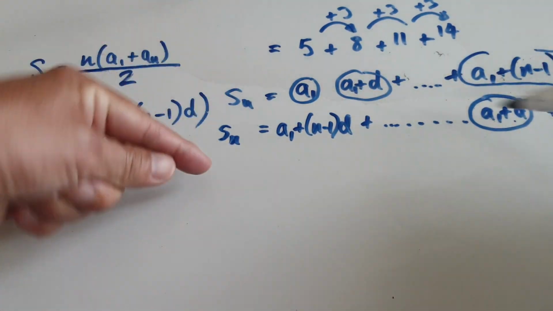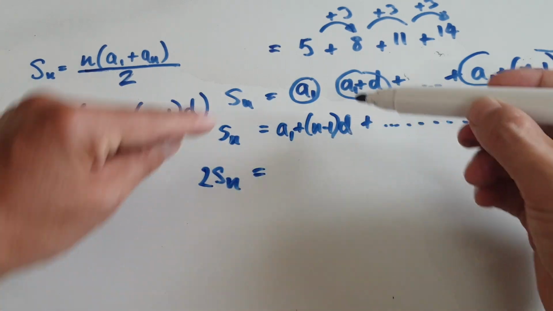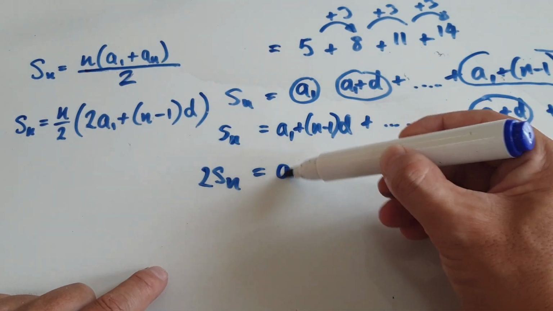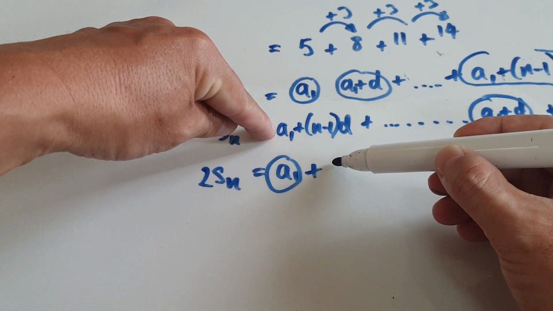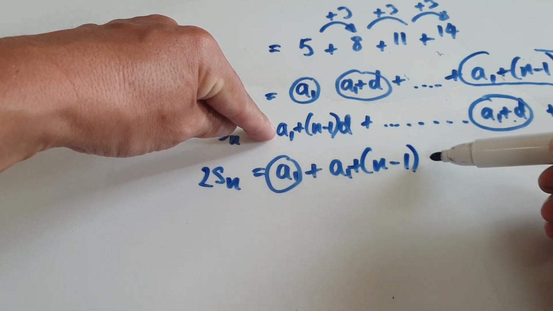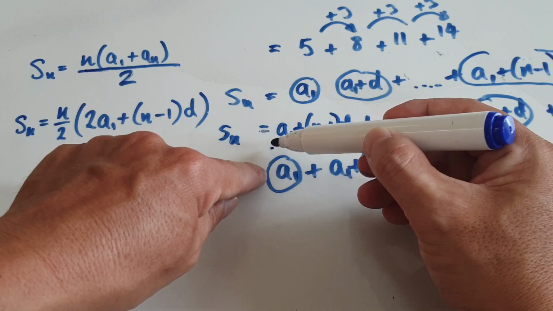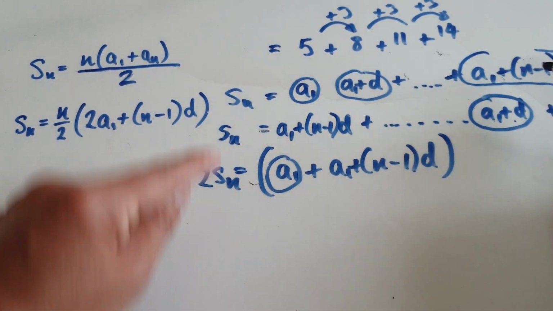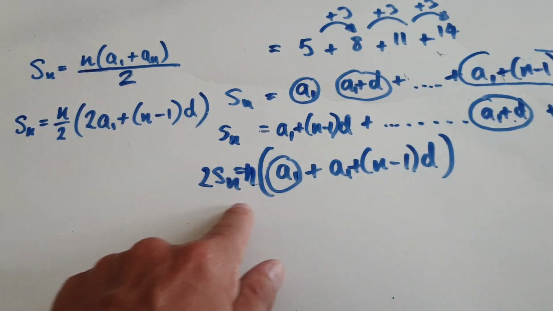So now sum up the two. So that would be 2Sn. To sum up everything, you would get this plus this. So A1, that's the first one, plus this one here, A1 plus n minus 1 D. And then you times it by how many terms are there? 1, 2, 3, n terms. So you times it by n. So that will then give you this.